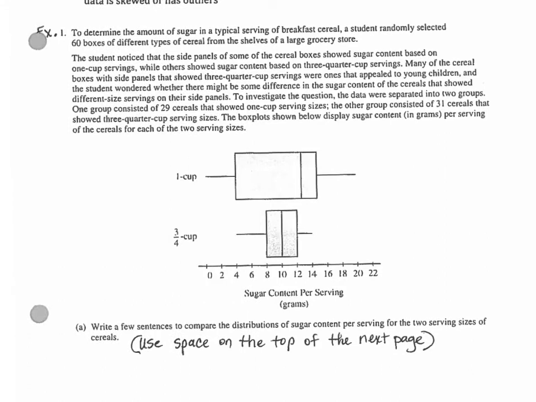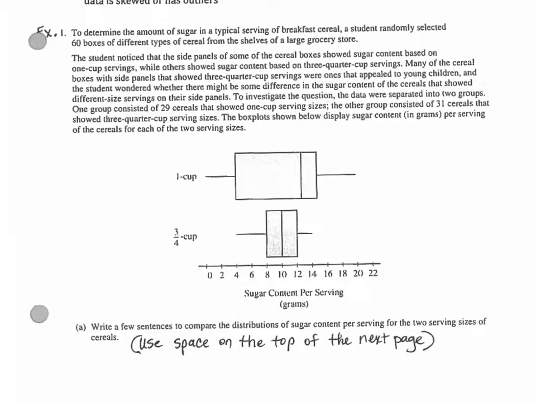This is an actual AP free response question. On the AP exam, you'll do 90 minutes for 40 multiple choice, and you will do 90 minutes for 6 free response. And this is what one of the free responses was. Here we go. To determine the amount of sugar in a typical serving of breakfast cereal, a student randomly selected 60 different boxes of cereal from the shelves at a large grocery store.